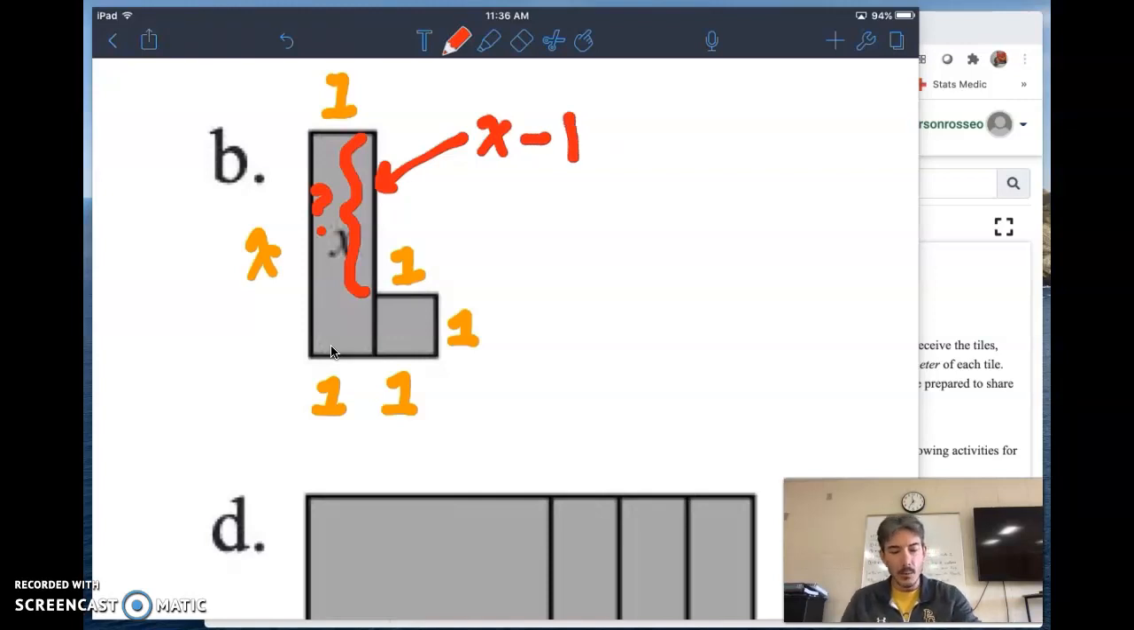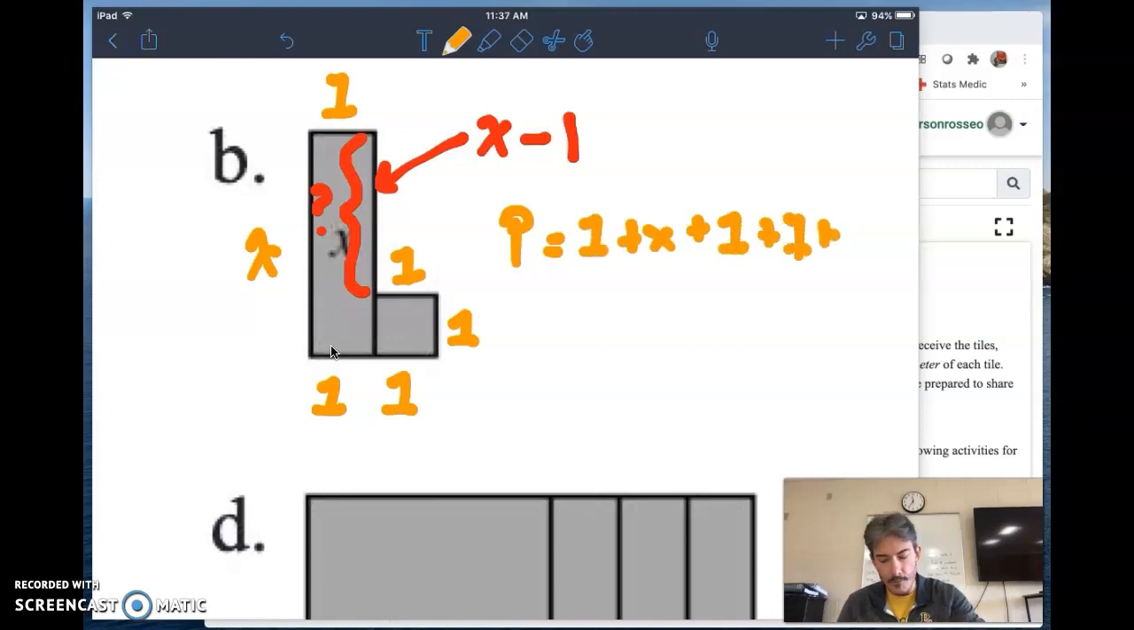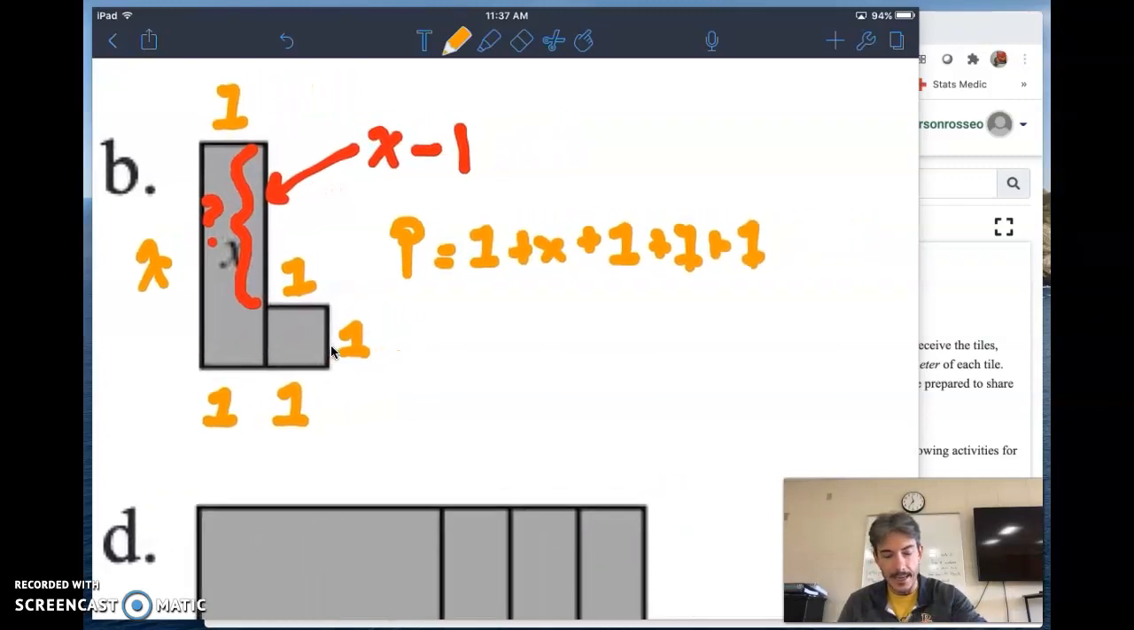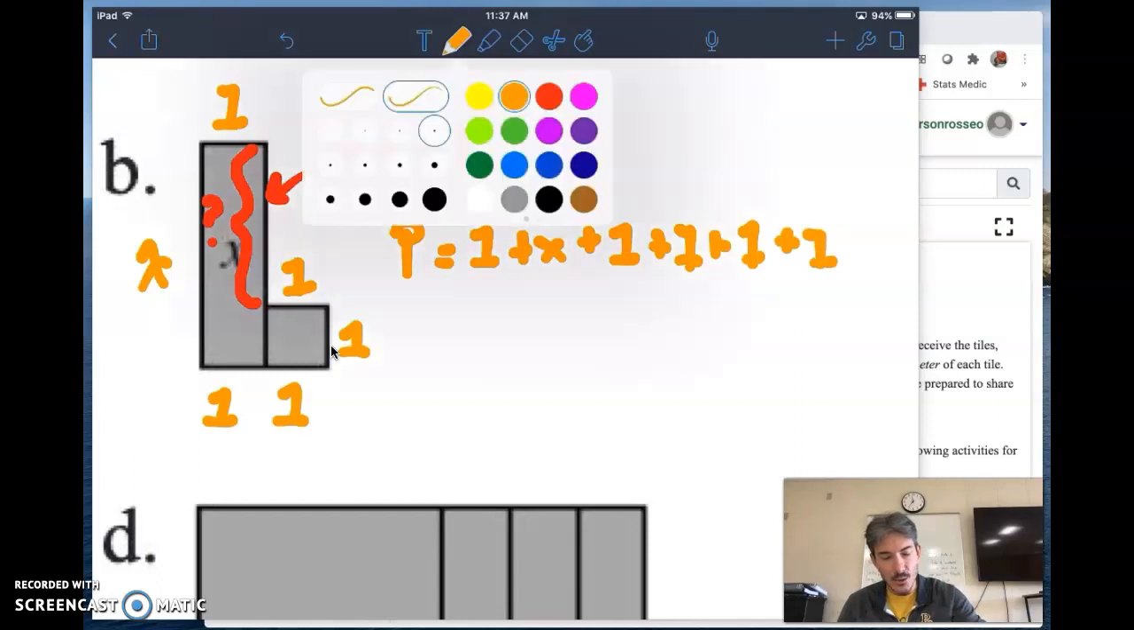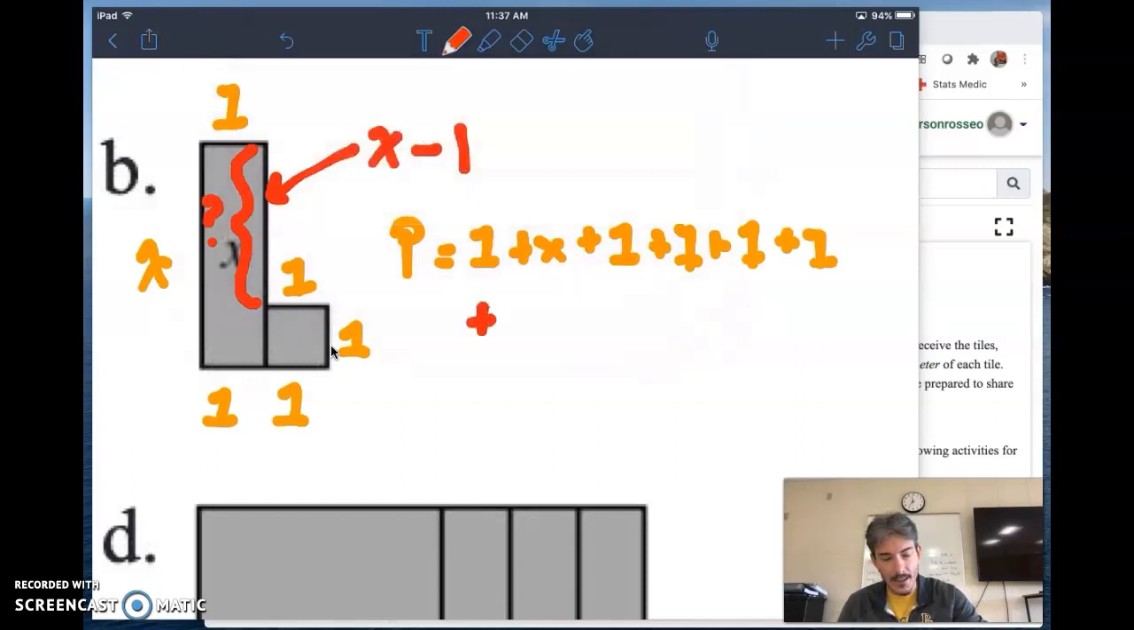Now when I go ahead to write that perimeter expression, I've got the 1 from the top, the X from the side, the 2 1s from the bottom, the 1 from the far right-hand side, and then I've also got the 1 from the top of that little bump out. But then I've got to put on there that I'm adding to it that X minus 1. Oops, my parenthesis got covered up there.